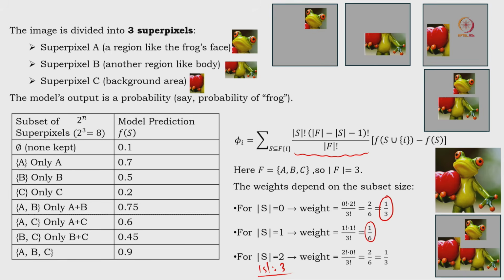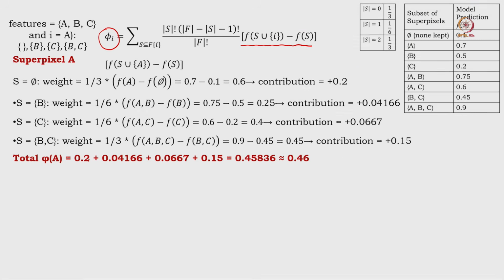When calculating the Shapley values, the subset with 0 superpixels contributes with the weight of 1 by 3. When we are calculating the Shapley values, the subset with 1 superpixel contributes the weight of 1 by 6. Similarly, the subset with 2 superpixels contributes a weight of 1 by 3. This is how we will read or understand each of these values.